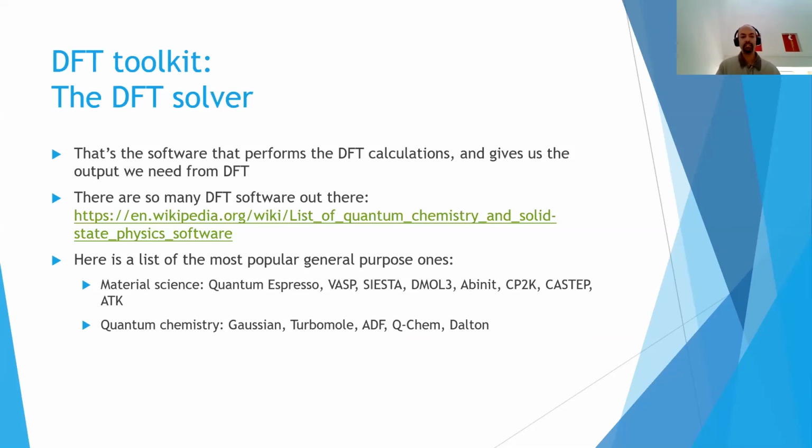Those are for material science. If you want to do quantum chemistry, then you've got Gaussian, paid. Turbomole, which is also paid. ADF, I forgot. QChem, I think it's free. And Dalton, I forgot. You can just look up. I don't use those much. I use Gaussian and Turbomole mostly. So these are some of the software packages that DFT people use. So if you hear one of those names, don't worry.